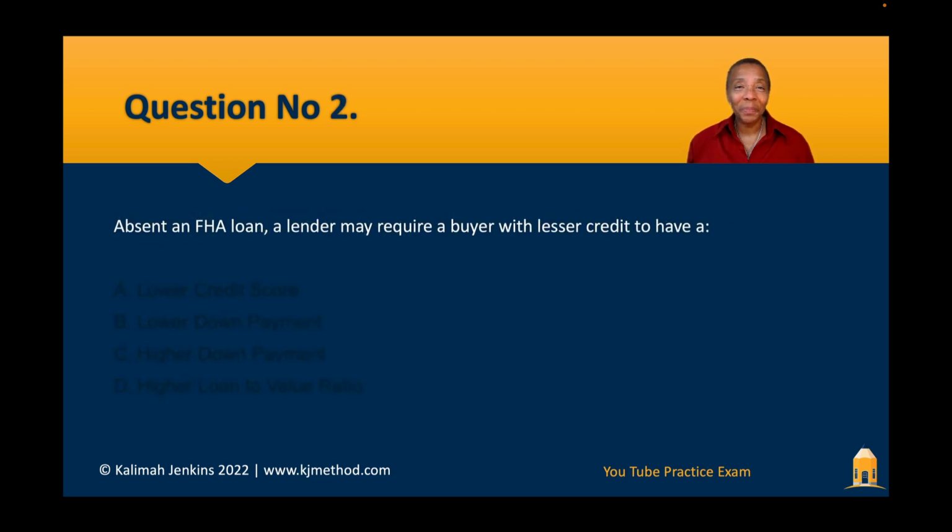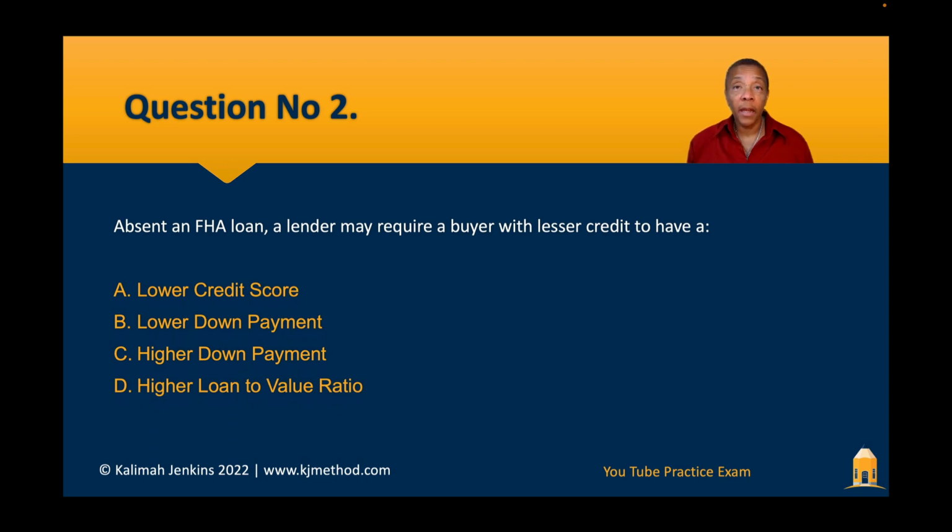Question number 2. Absent an FHA loan, a lender may require a buyer with lesser credit to have a... There are your 4 answer choices: lower credit score, lower down payment, higher down payment, higher loan to value ratio. What do you guys think it is?